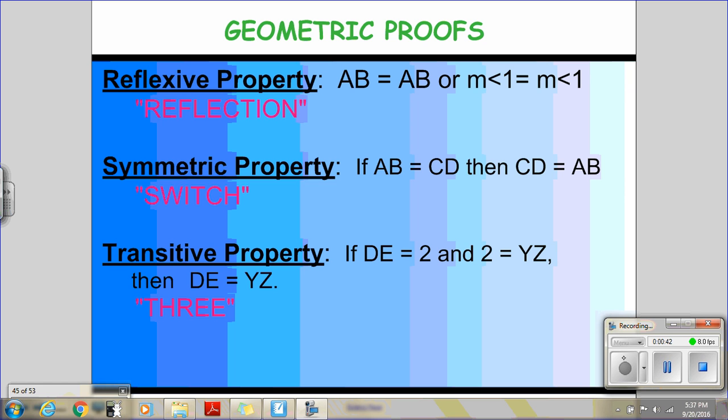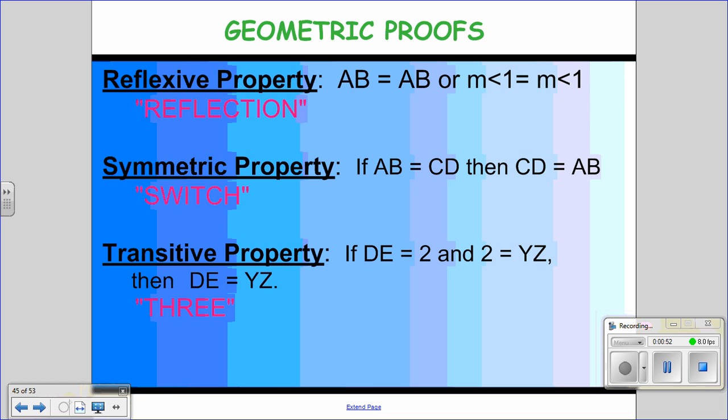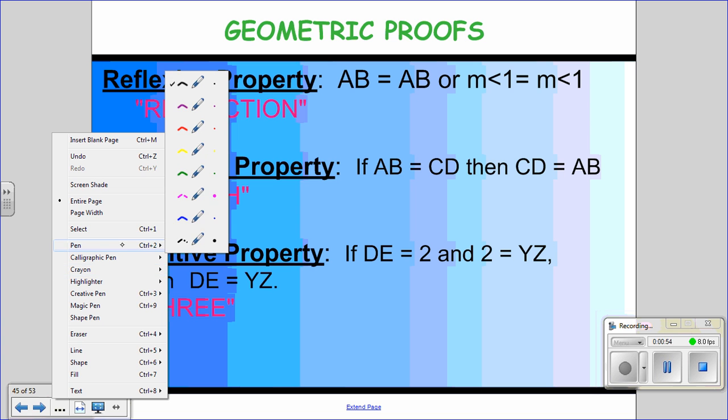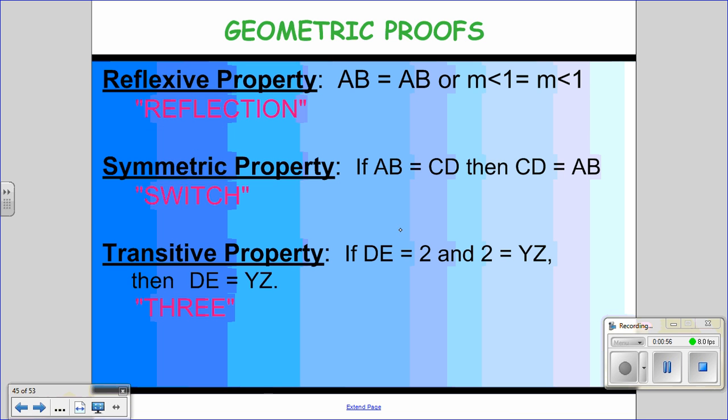We also have the transitive property. Again, if DE is 2 and 2 is equal to YZ, you can cut out the middleman, the 2, since it's the same, and simply just focus on putting the two ends together. So that's the transitive property.